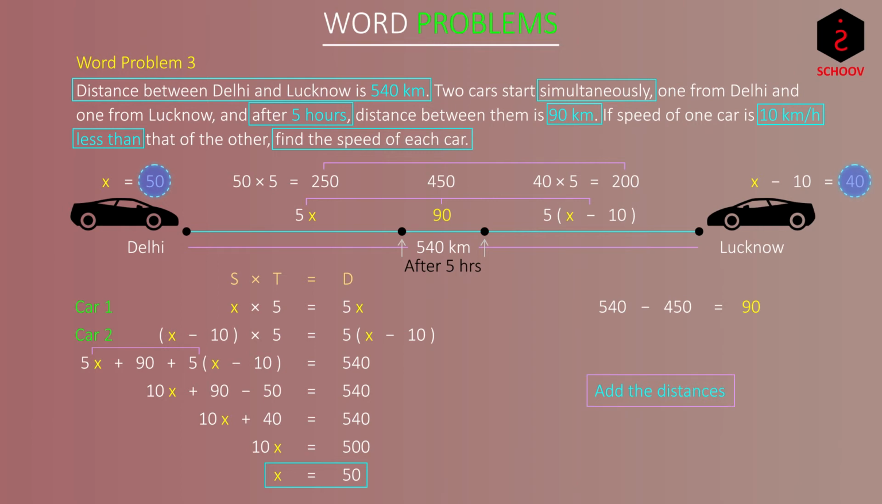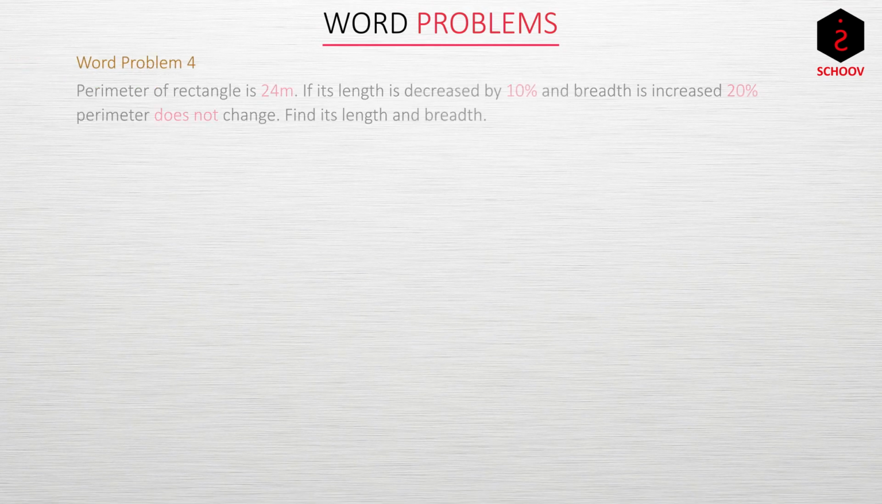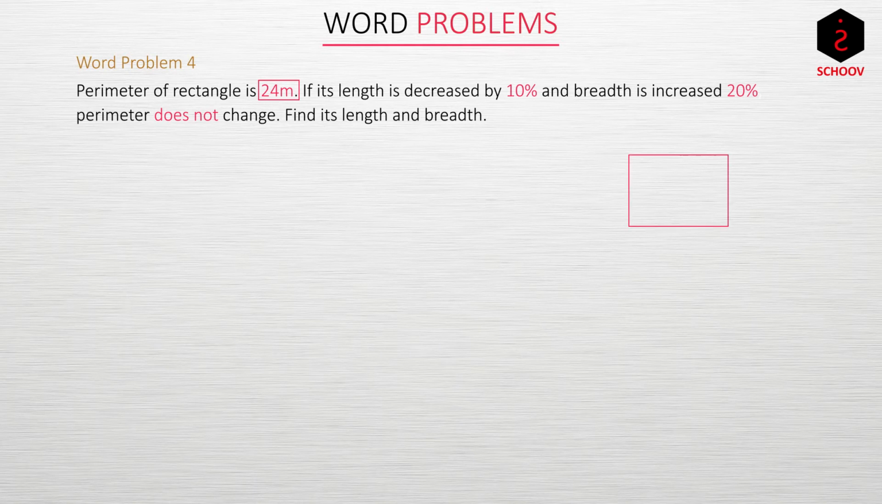Alright, next problem. We will take one more problem. Word problem 4. It says that the perimeter of a rectangle is 24 meters. So draw a rectangle. Perimeter 24. Further, it says that if length is decreased by 10% and breadth is increased by 20%, perimeter does not change. So this means that we don't know the length and breadth. And it says further in the question to find the length and breadth.